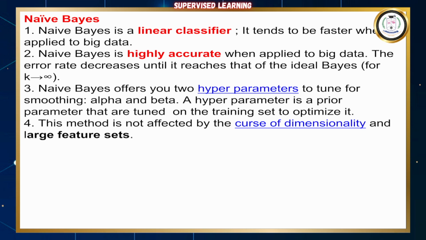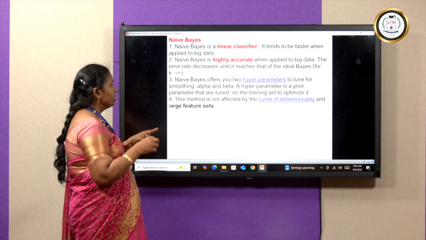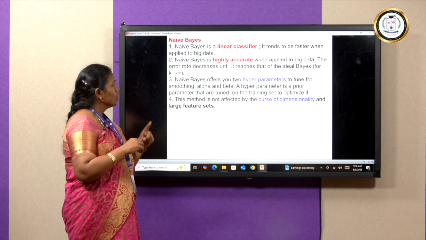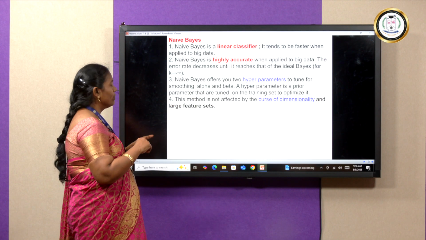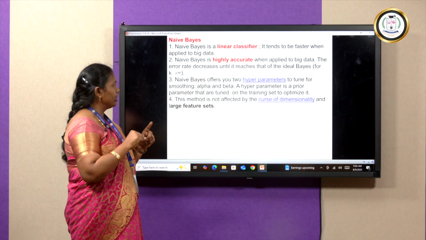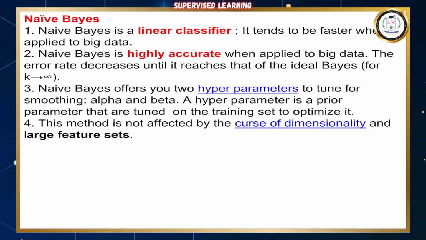Another important one is Naïve Bayes classification. Here, this is a linear classifier. It trains faster when applied to big data. It's very fast for classifying the data, and it is highly accurate. Here we will be using hyperparameters. It offers a hyperparameter for smoothing the data classifications, right? It's mainly used for large data sets.